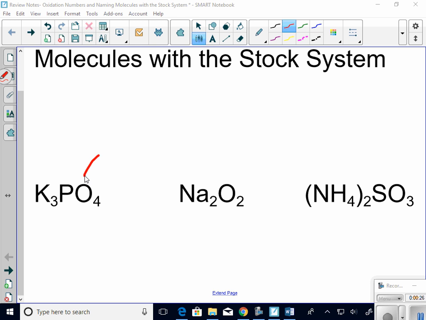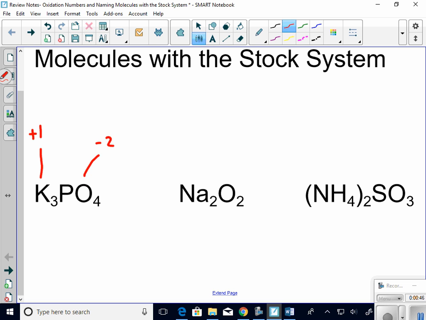Here is oxygen. Is oxygen in that case a peroxide? No, it is not. So oxygen there is going to be a 2 minus. I'm going to set up the potassium there. I can see that this is an ionic compound. So potassium is going to be plus 1.